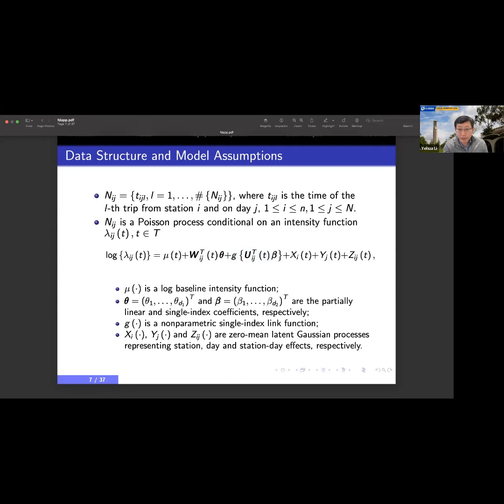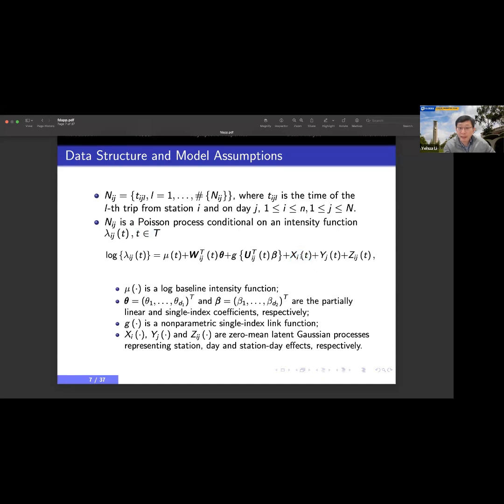We also have 3 latent effects. These effects are X, Y, and Z, representing the effect of station, day, and the station by day interaction. T here, again, is the time within a day. You can scale the 24 hours into a 0-1 interval. These latent effects are also indexed by time within the day, so they become stochastic processes. We're going to assume they are zero mean latent Gaussian processes.